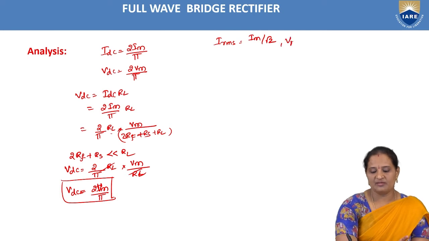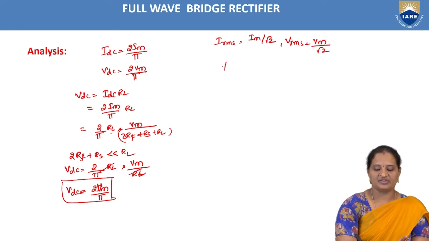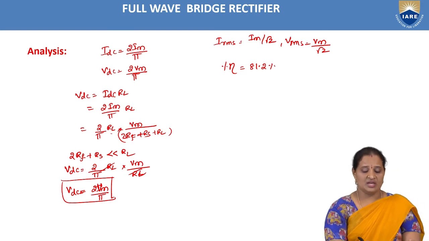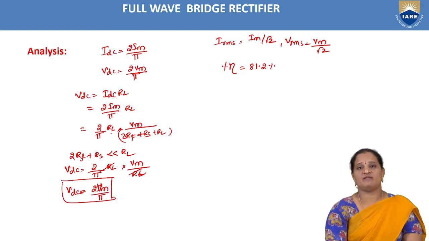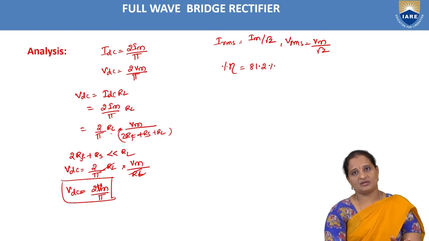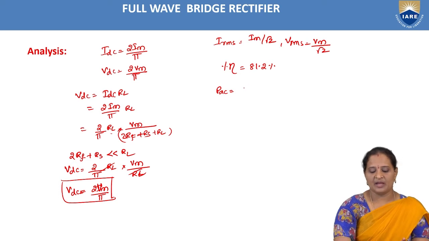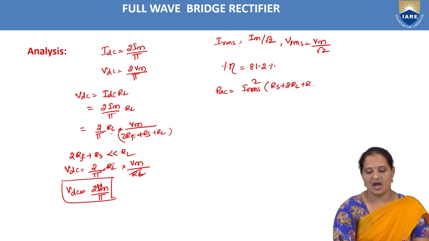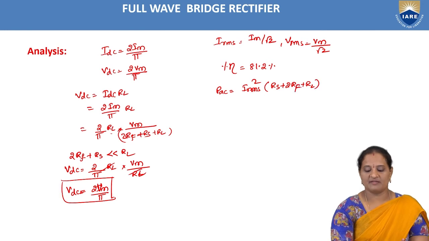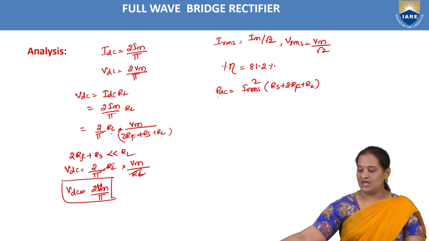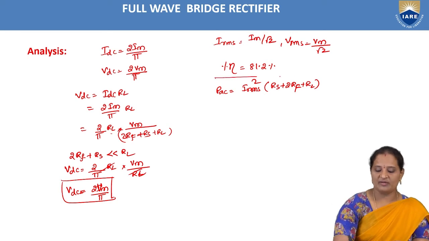Next, similarly VRMS is also equal to VM by root 2, and even the percentage efficiency is 81.2%, because there is no difference in the output power, output voltage and output current. These are the same, and the only thing that varies is PAC, that is IRMS square into RS plus 2 into RF plus RL. So this is the PAC value, and it will be varying.